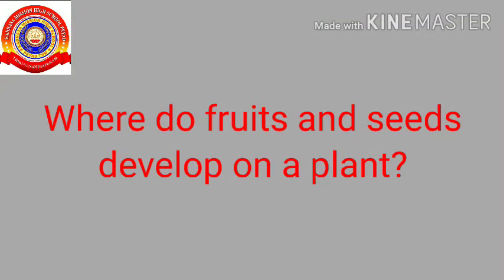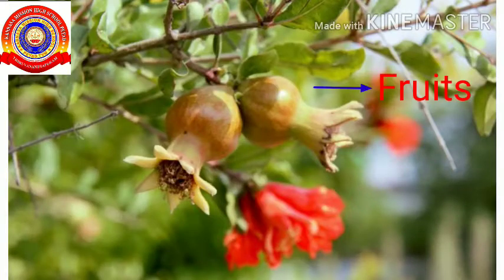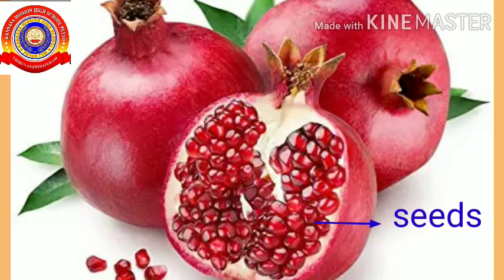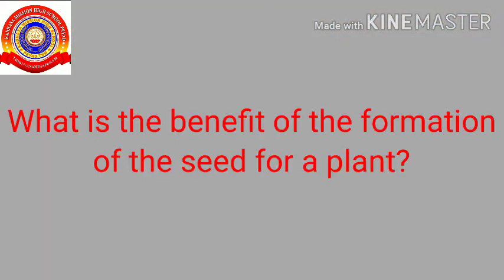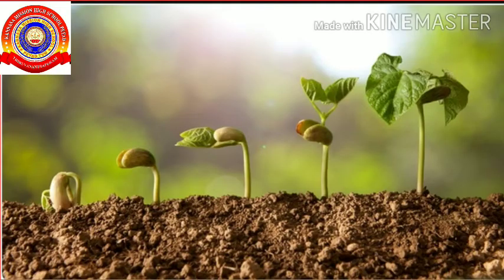Children, where do fruits and seeds develop on a plant? Yes, the fruits and the seeds are formed from flowers. Children, do you know what is the benefit of the formation of the seed for a plant? The seedlings are produced by the germination of seeds. This is the benefit of the formation of the seed for a plant.